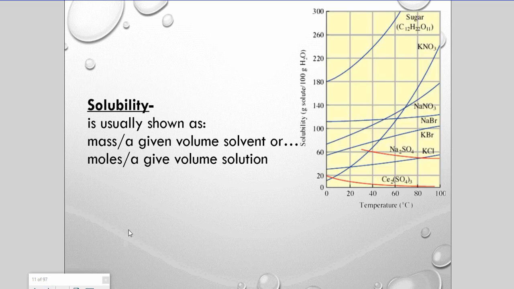Solubility we represent graphically, numerically with a mass per given volume of solvent or number of moles in a given volume of solution. This is what we're used to, a solubility curve, with solubility expressed in grams solute per 100 grams of water, and since we know the density of water is 1, we can extrapolate to a volume.